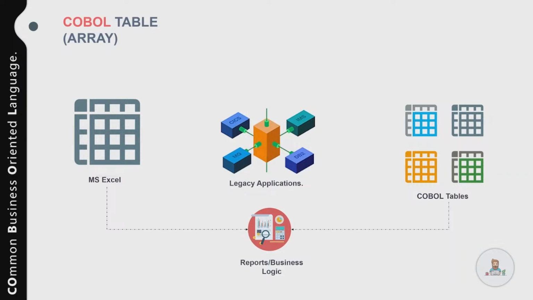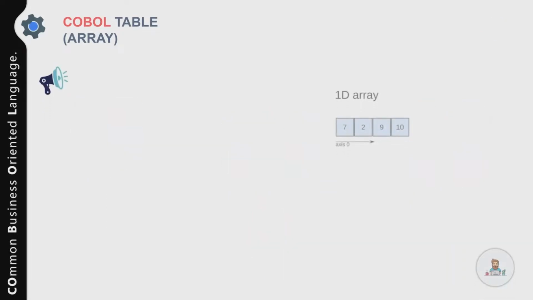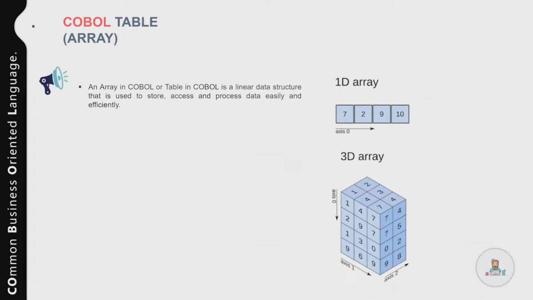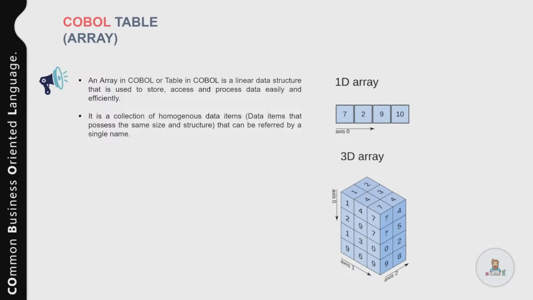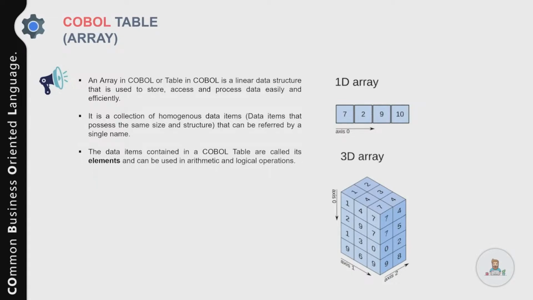You can set up a table to compute taxes, determine the premium for insurance, or come up with a forecast of sales. Keep in mind that a COBOL table is the language version of an array. In a typical programming language, an array stores a string of data, and each data item is referenced with an index number. But COBOL has its own approach. The index is instead called a subscript, and it starts with 1 instead of 0 as in other programming languages. So by definition, an array in COBOL, or table in COBOL, is a linear data structure that is used to store, access, and process data easily and efficiently.